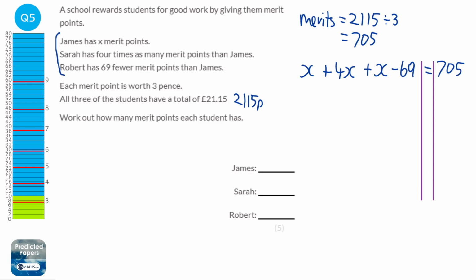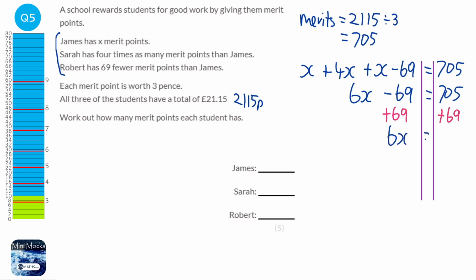So we've got x plus 4x plus x, which is 6x, minus 69 equals 705. And we're going to add 69 to both sides. So we've got 6x equals 774. Then we're going to divide by 6 both sides. And so we've got x equals 129.